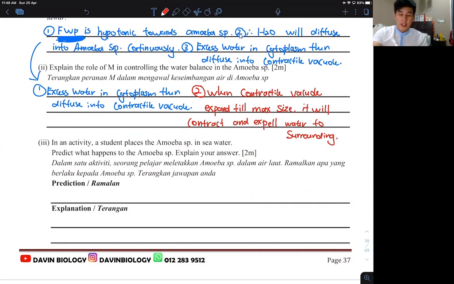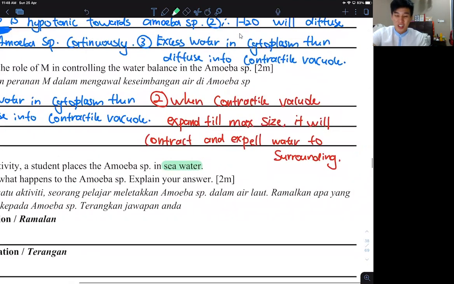Sometimes they always ask this question as well, very common in amoeba. So you say, if a student now places amoeba in seawater, predict what happens to the amoeba, explain your answer. So seawater is the opposite of fresh water, right? Whereby seawater has a lot of salt. So seawater is the opposite, it's now hypertonic.